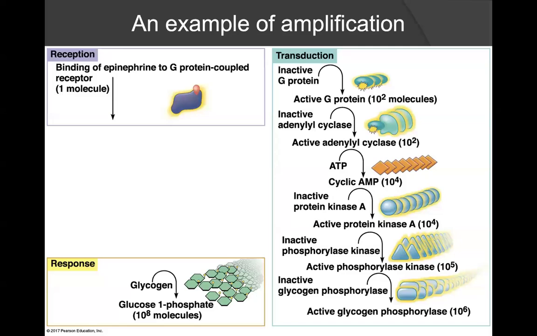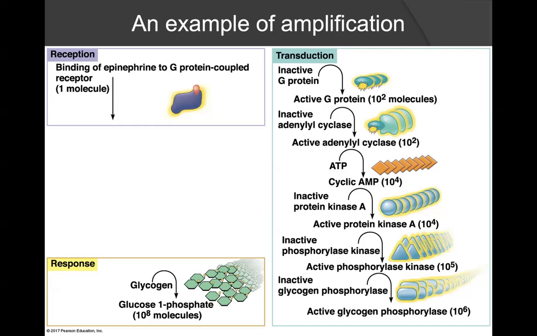This slide here gives you an overview of the concept of amplification. In the reception phase, we simply have one molecule of epinephrine binding to its G protein-coupled receptor. If we take a look at the overall response, we can see that we have glycogen, which is going to be releasing many glucose molecules, in fact, 10 to the 8 molecules. This is done in response to the binding of one epinephrine molecule. So let's see the transduction pathway to follow how this occurs.